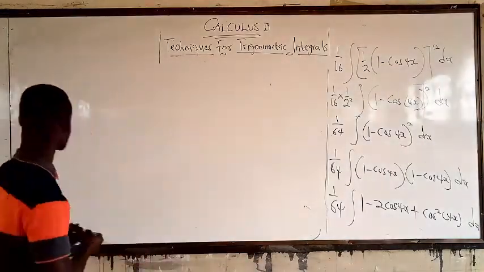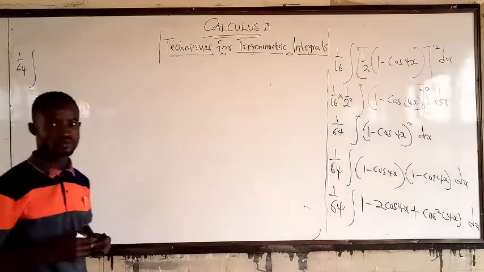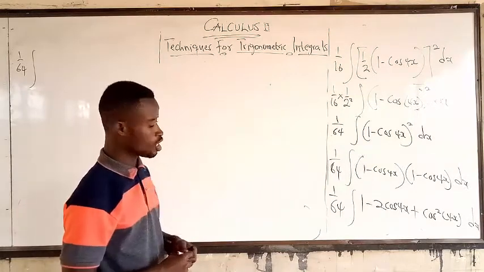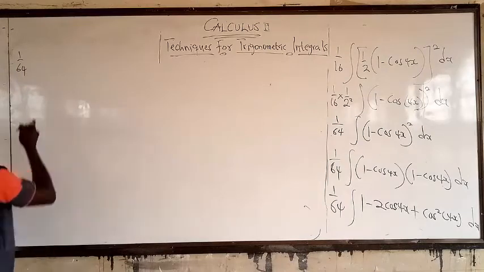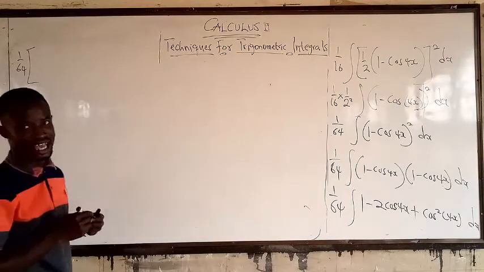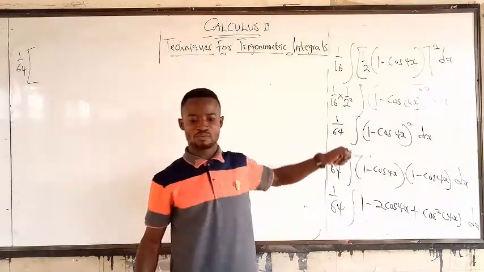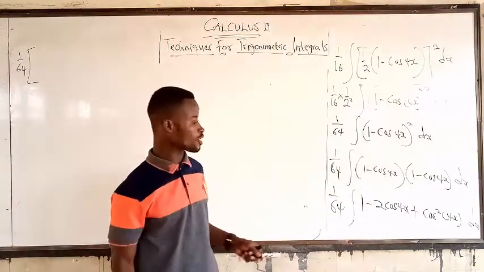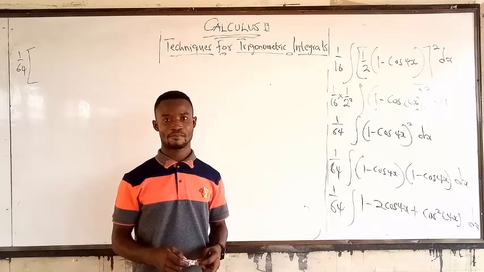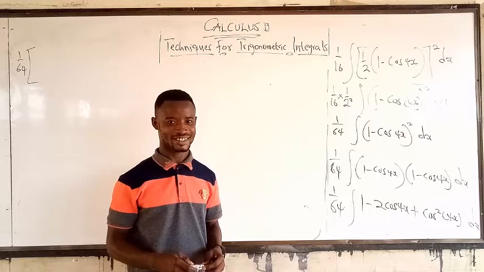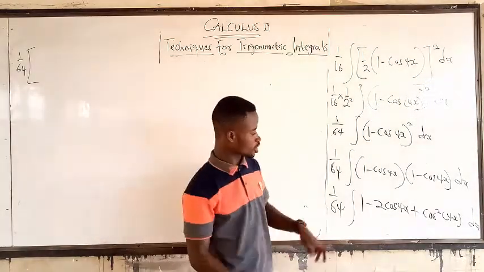So watch. 1 over 64, the integral of this. The 1 over 64 is affecting the inside. So integrate 1 with respect to x. What will you get? That is going to be x. Very good.